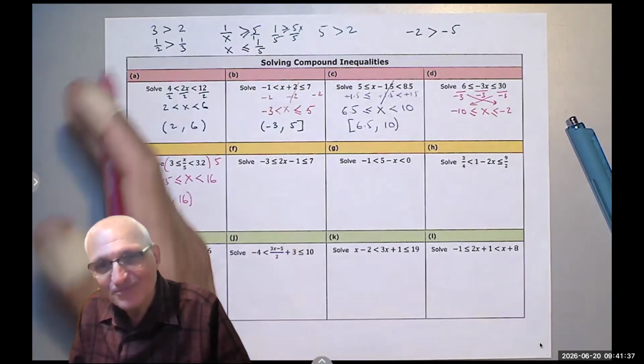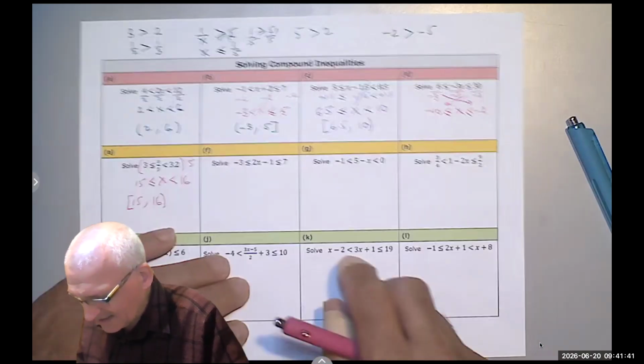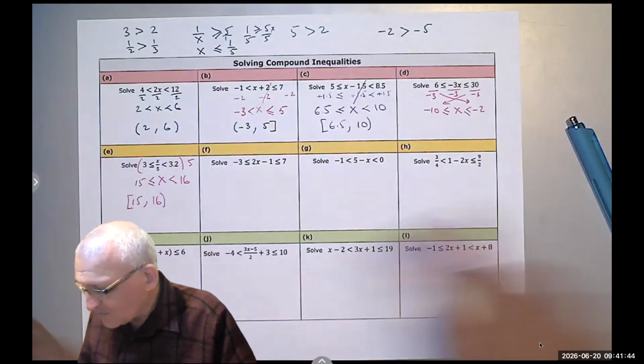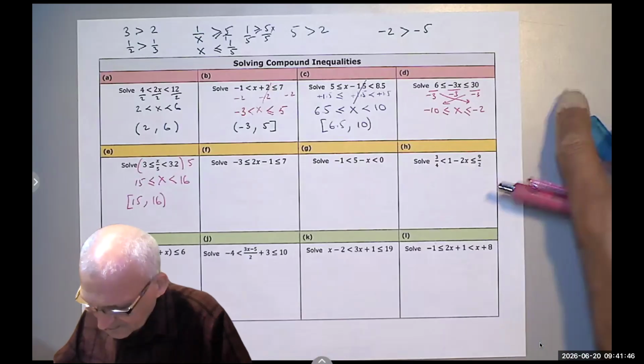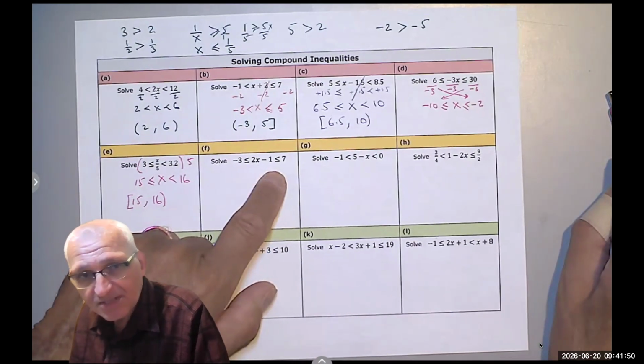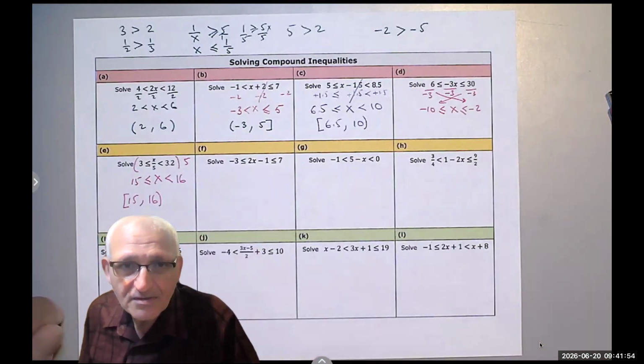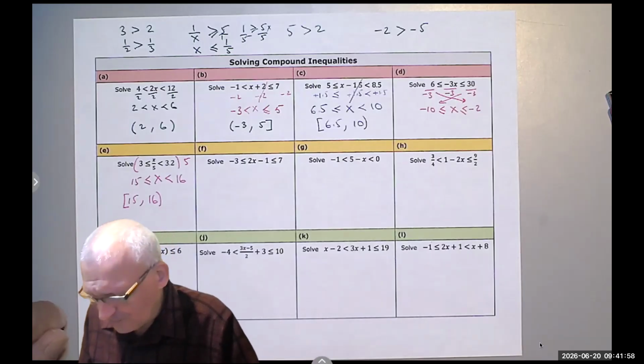I told you, for some reason, the left-hand side is easier than the right-hand side, but in this one, I have two things. My x is multiplied by 2, and then I have a subtraction. So what do I do? What do I do first? Yep, I add 1.